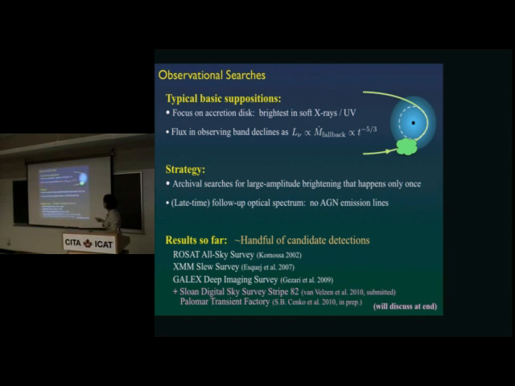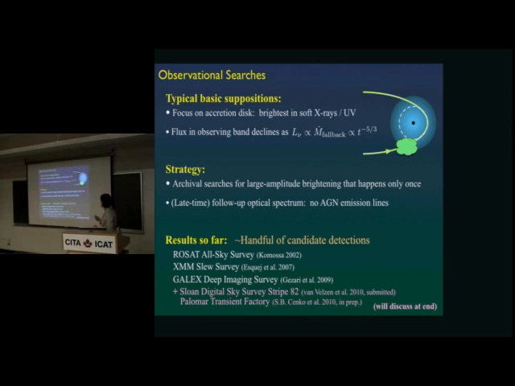And so the strategy is to look back through data that's already been taken. These are archival searches looking for a large amplitude brightening that happens only once. And that's to cut out the major contaminant to this kind of search, which is going to be active galactic nuclei, AGN. And then to further rule out AGN, once a candidate has been identified, it's followed up with an optical spectrum to make sure that there are no AGN emission lines.